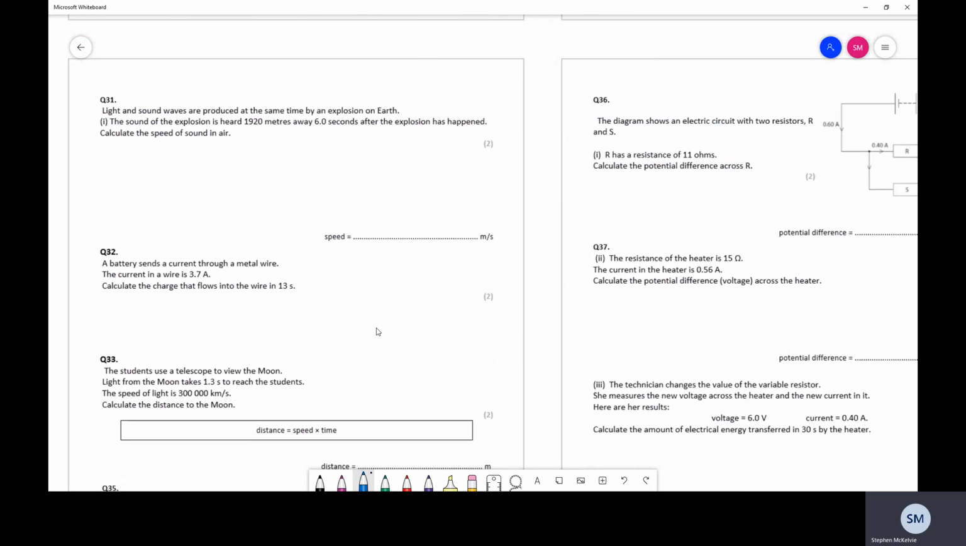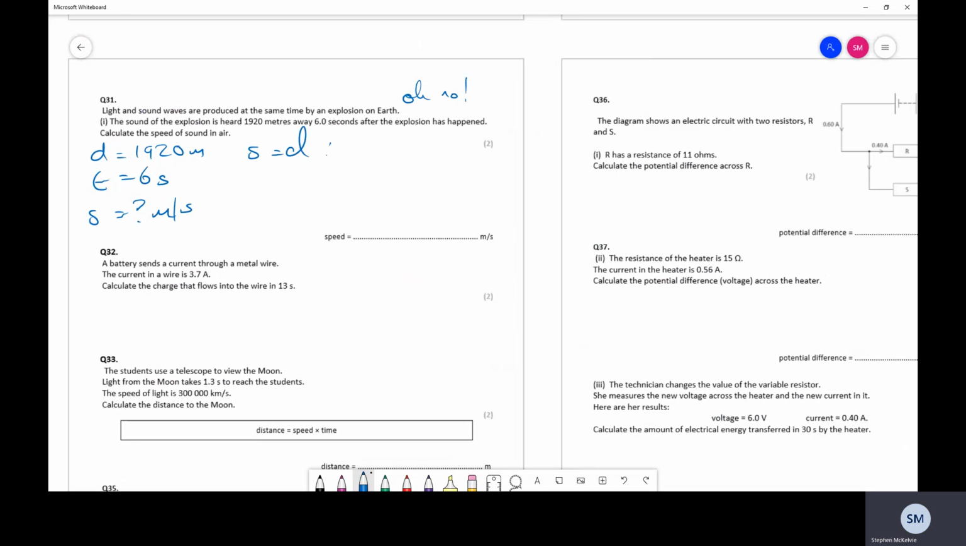Light and sound waves are produced at the same time by an explosion on Earth. Oh no! Whoops! The sound of the explosion is heard 1,920 meters away, 6 seconds after the explosion. Calculate the speed of sound in air in meters per second.